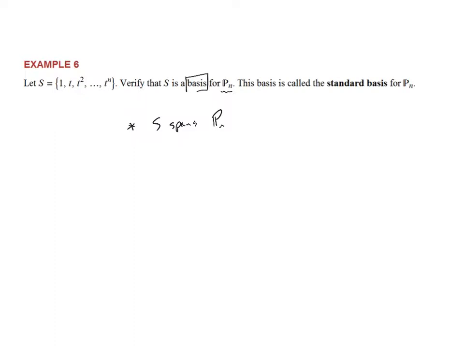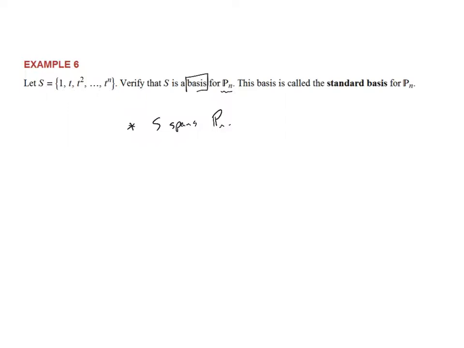Well, if I take linear combinations of that set of vectors, 1, t, t squared, with different scalars, can I produce any polynomial that I want up to an nth degree? Yes, I can. So that one, there's not a lot of work to do. We just kind of have to state it and recognize why it's true.